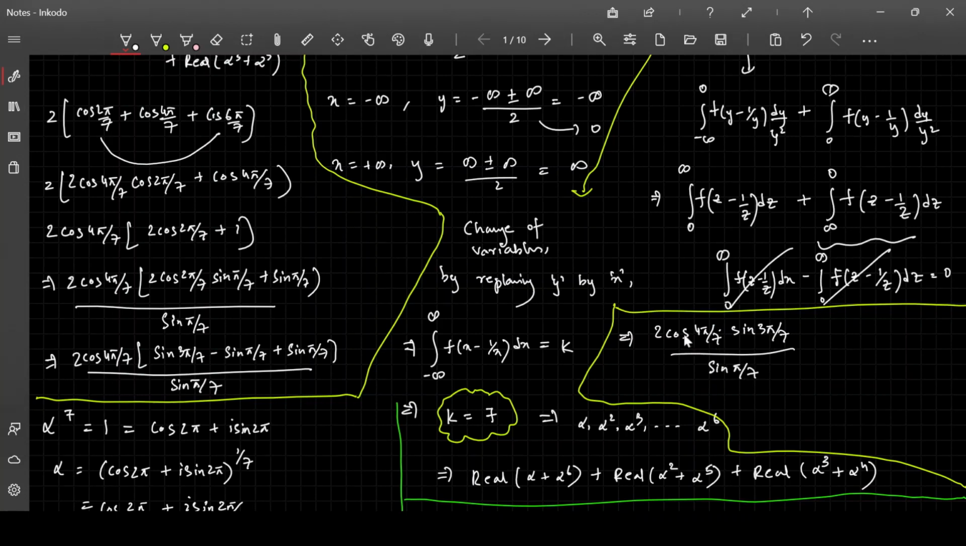And now you people know this part. This is 2 cos 4π/7 sin 3π/7. So we add 4π/7 and 3π/7 first, and that will lead to sin 7π/7, and when you subtract the two, you get minus sin π/7, divided by sin π/7. What is 7π/7? It is π, and sin π is 0. So the numerator would be minus sin π/7 divided by sin π/7. So the answer is -1.